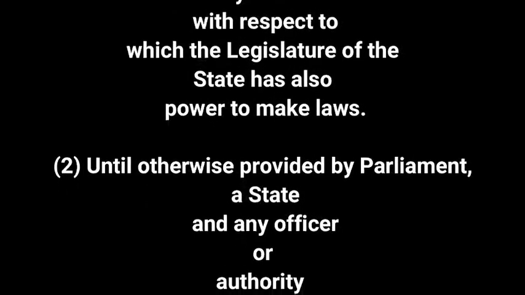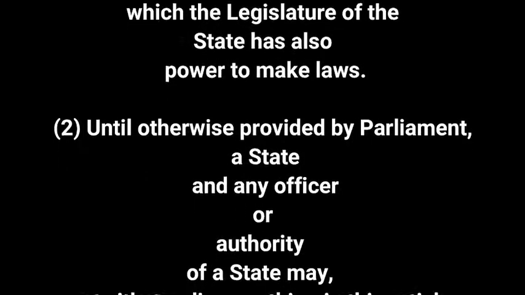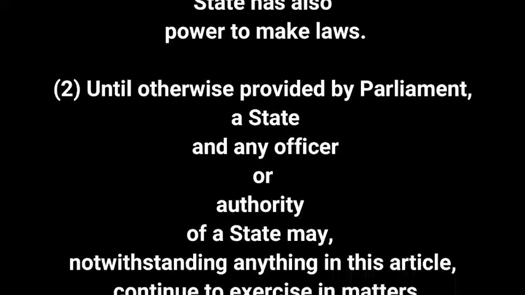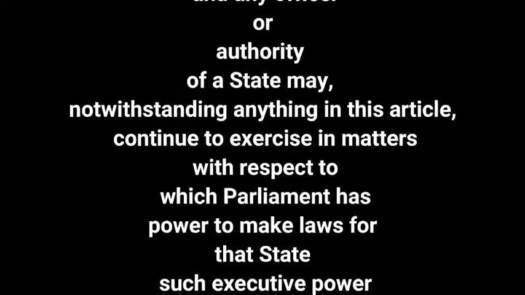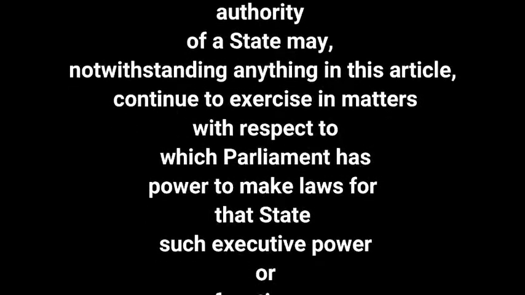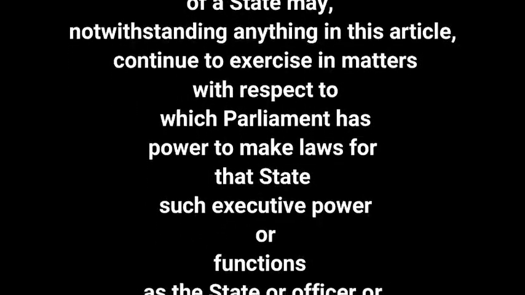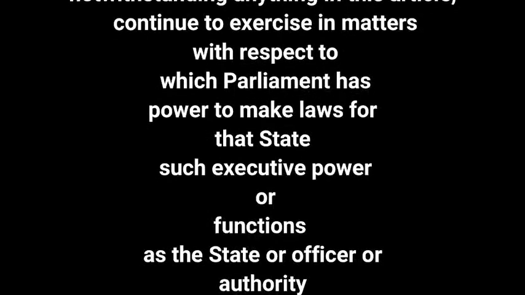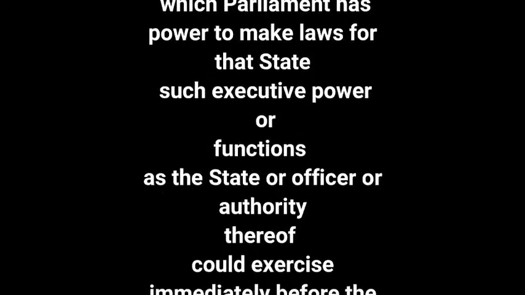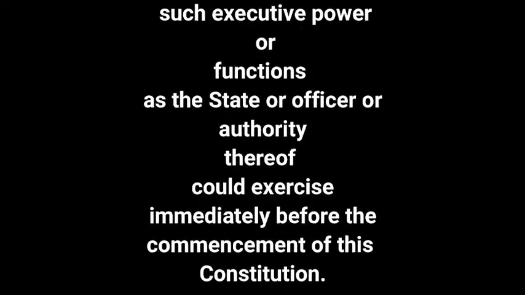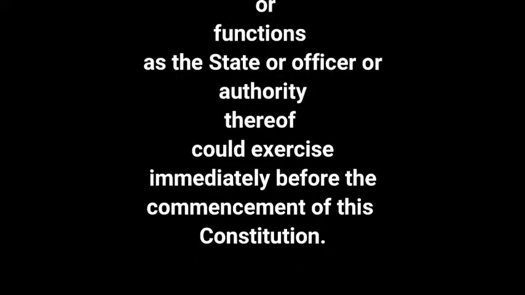2. Until otherwise provided by Parliament, a state and any officer or authority of a state may, notwithstanding anything in this article, continue to exercise in matters with respect to which Parliament has power to make laws for that state such executive power or functions as the state or officer or authority thereof could exercise immediately before the commencement of this Constitution.